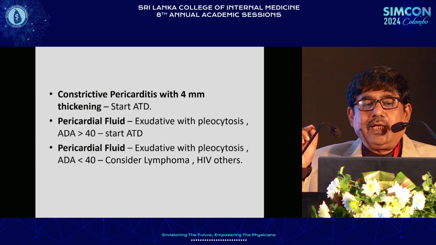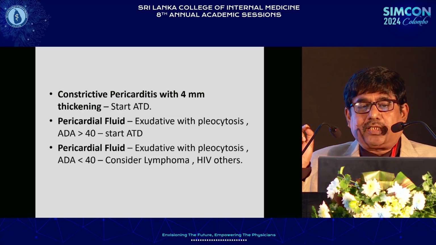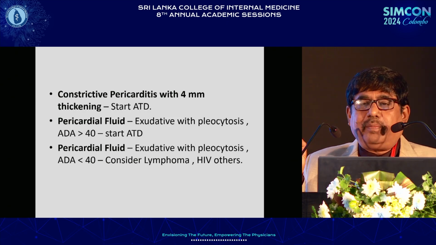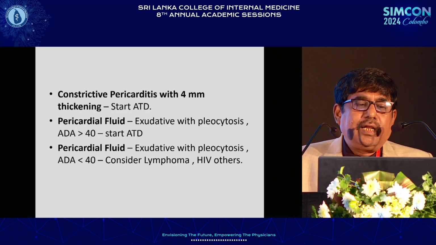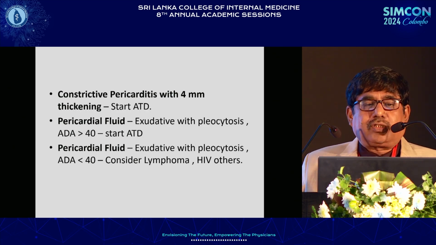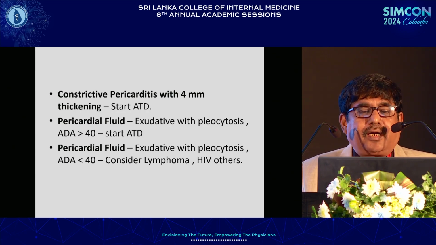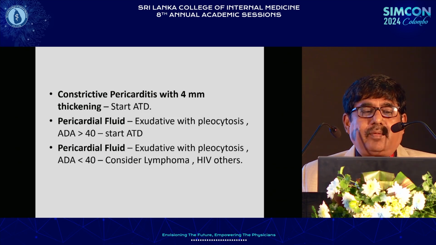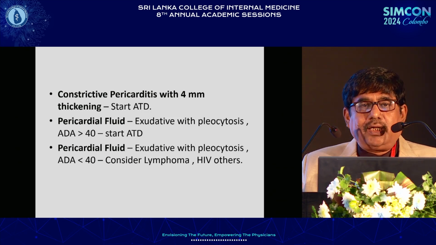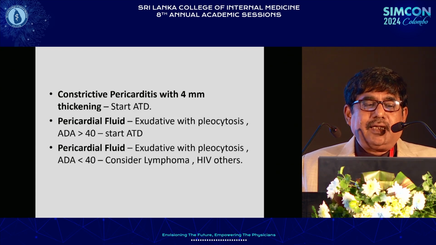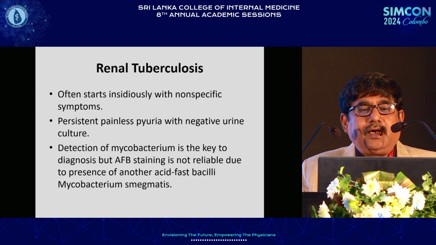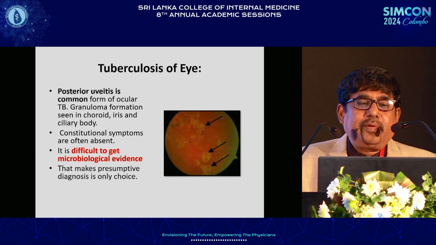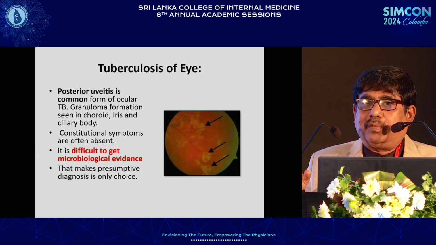So the protocol is, if there is pericardial calcification or thickening of more than 4 millimeter, and the patient has other suggestive evidence of tuberculosis, you start the antitubercular treatment. But if there is no constrictive pericarditis, you can access the pericardial fluid and go for analysis of the pericardial fluid. If the ADA is more than 40, you start the antitubercular drugs. But if the ADA is less than 40, you consider other etiologies of the pericardial effusion. Lastly, coming to tuberculosis of the eye, it is almost impossible to get the tissue.